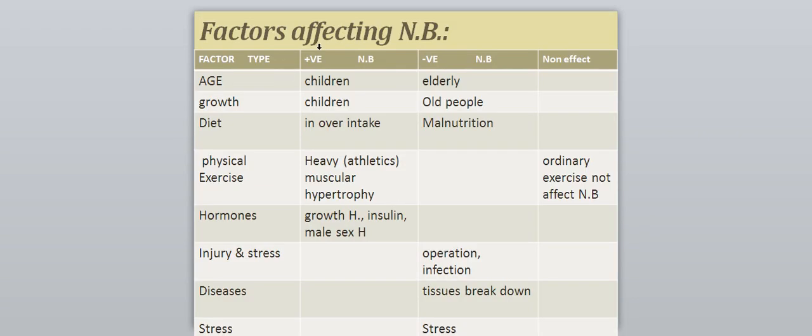And this is a list of factors that affect nitrogen balance, like age, growth, diet, physical exercise, hormones, injury, disease, and stress. It will be positive nitrogen balance in children and those who are overeating. In athletes, they get muscular hypertrophy, and when there is increased growth hormone and insulin production, and in the male sex. While the nitrogen balance will be negative at the expense of catabolism or degradation rather than anabolism or building. It will be negative in elderly people, in malnutrition, in post-operative cases and infection, and when there is grave, severe, or chronic disease and in stressful events. While there is no effect, it will be normal and equal, in ordinary exercise; this will not affect the nitrogen balance.